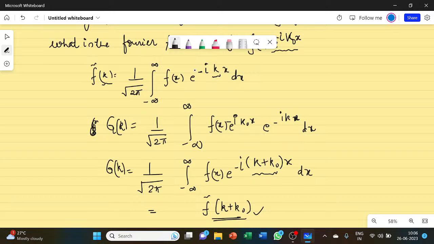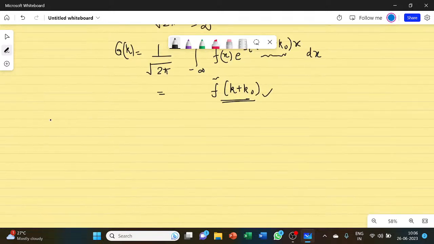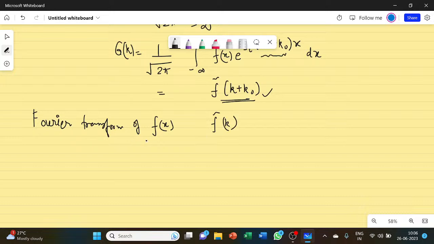Now let us move further and see a few more things. Let us say that the Fourier transform of f of x is simply f tilde of k. Now I want to find the Fourier transform of f of x plus x naught. What would it be?